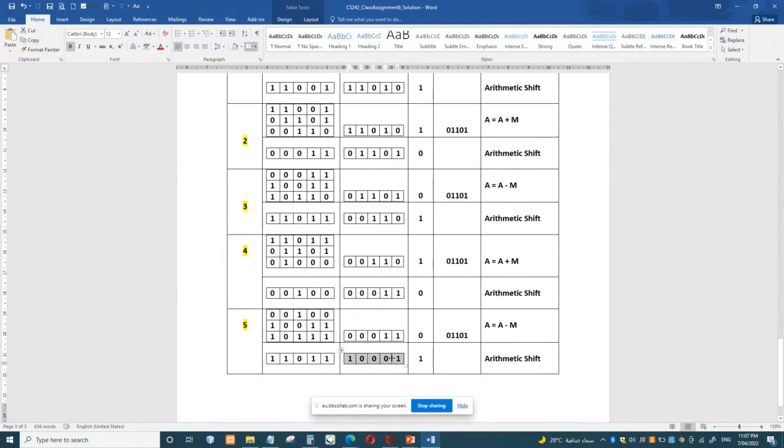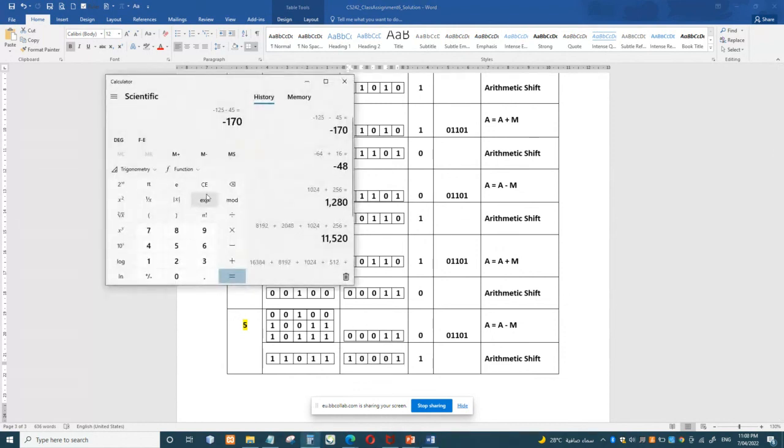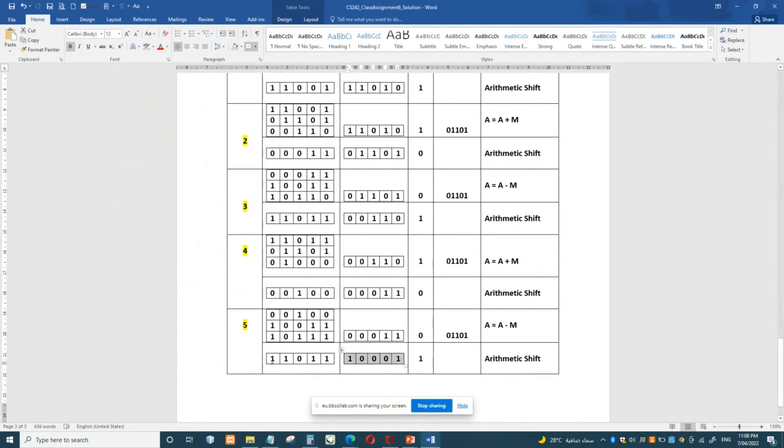If you combine them together, you'll find this value is basically plus 13 multiplied by minus 11, which is minus 143, and this value combined is minus 143. If you check at home, you'll find this is minus 143. So that is the end of our class today.